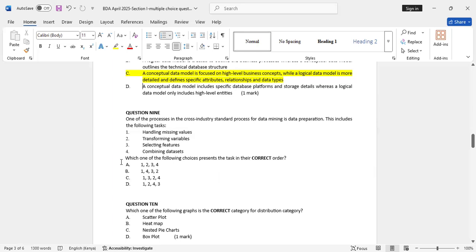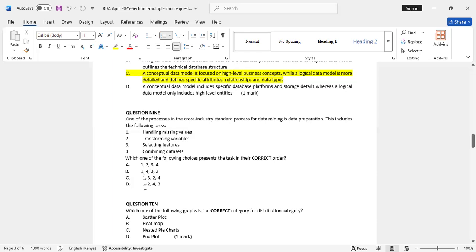Yeah, so when you look at A, it has 4 at the end, and C also had 4 at the end. So I won't even go and look for B and D. So I'll start with A. A, handling missing values, correct. That's the first step. The second step, transforming variables, that's also correct. 3, selecting features, correct. Then lastly, combining data sets. So the correct answer here was A.